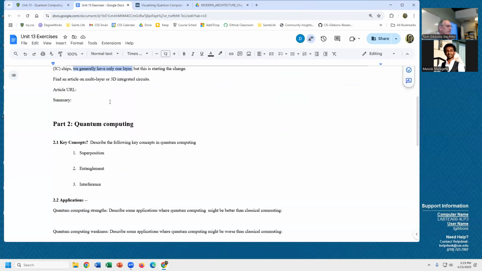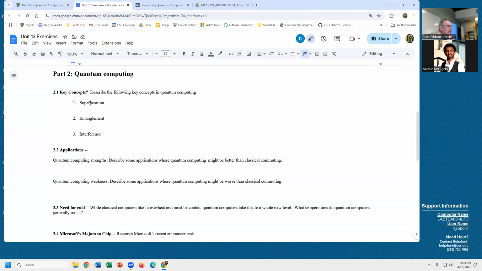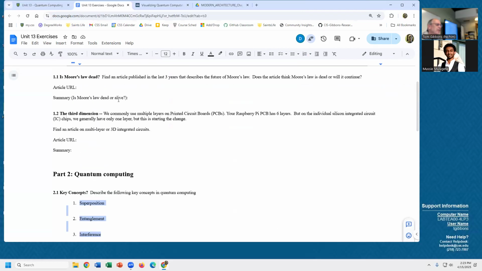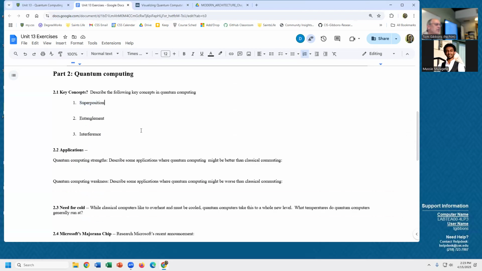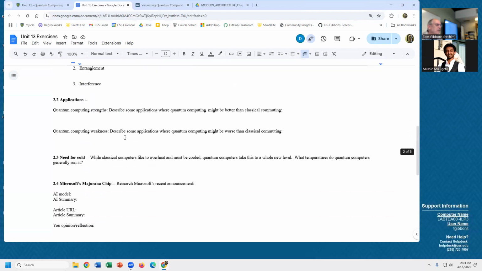So yeah, find that. See if you can find multi-layered integrated circuits or 3D integrated circuits for this. And then we can start to talk. We've been talking about quantum computing, and so we want you to define these terms in quantum computing. Now, on some of these things, I want actual articles. And on some of these where I want the descriptions, you're free to use some AI to help you with that. Find descriptions of this stuff.